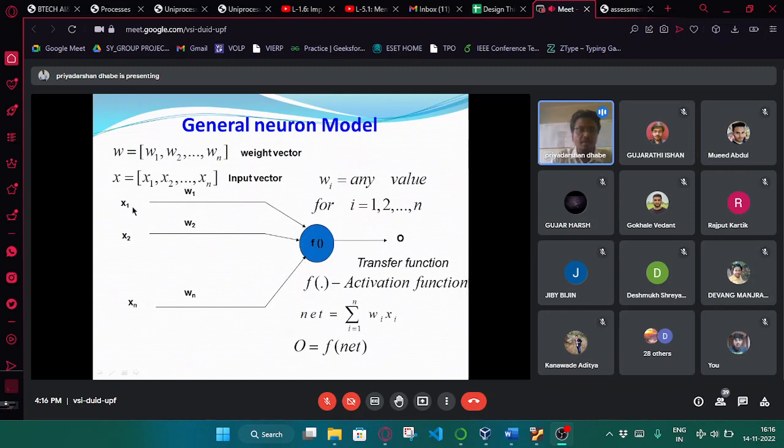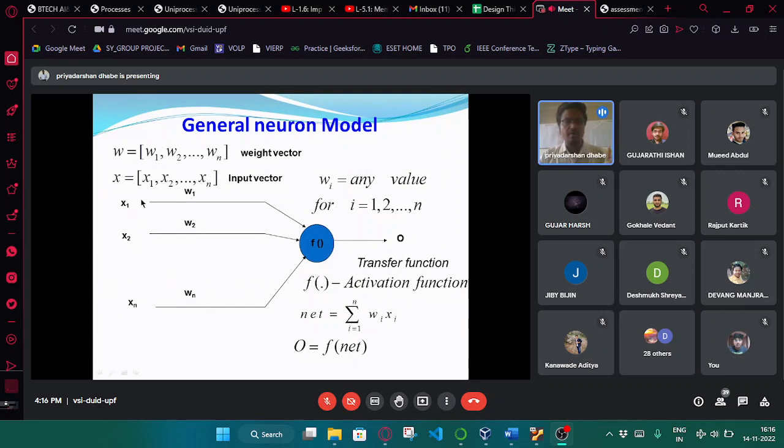We are providing an n-dimensional input pattern. This is the input pattern, also called the input vector. The input vector represents a pattern in terms of n-dimensional features. For example, the first feature is x1, the second feature is x2, and something like that. We are providing this.